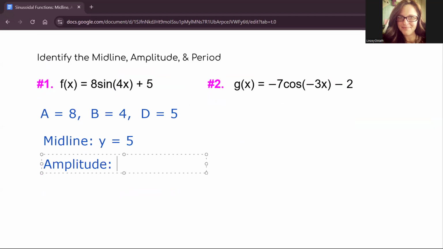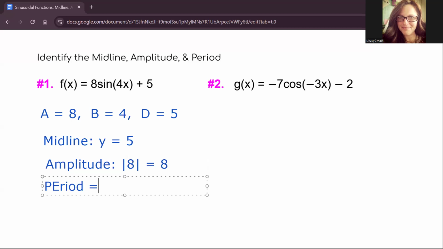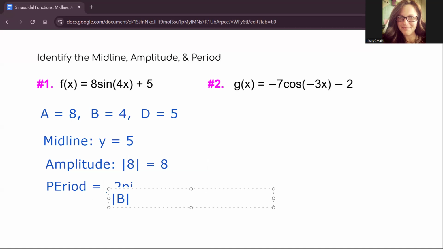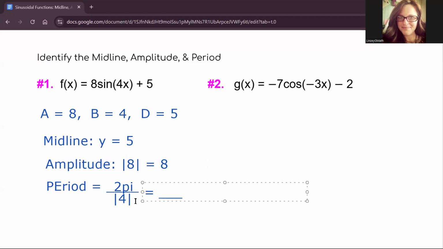Amplitude. The amplitude is the absolute value of A. A is 8. Absolute value of 8 is 8. And the period is equal to 2 pi divided by the absolute value of B, and B is 4. And we'll reduce, and we get pi over 2.